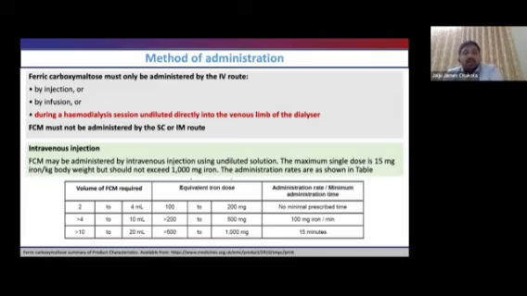You can quickly go through the administration rate, which is shown in the table. Usually it is administered within 15 minutes, and the total cumulative dose should not exceed 1000 milligram of iron. For a volume of FCM required of 2 to 4 ml, the equivalent iron dosage will be 100 to 200 milligram. There is no significant minimal prescribed time. If the volume is more than 4 ml and less than 10 ml, it will be 100 mg iron per minute of time. And if the volume is 10 to 20 ml, 15 minutes is the usual administration time. So altogether, we can cut short that the minimum infusion time should be around 10 to 15 minutes for FCM administration.